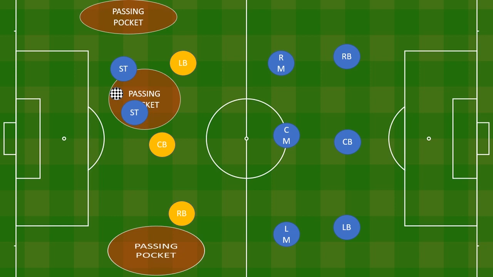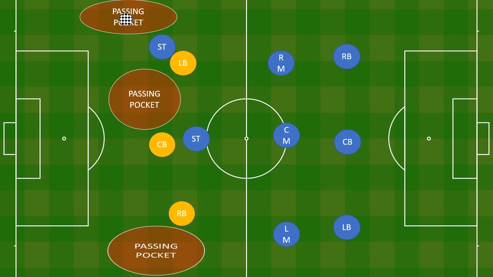Now for that far pocket on the right side, we can either come up towards the left back and see if we can get some separation, or we can pass to the right mid, who will have a nice straight line pass to the striker. The striker will then be able to cross the ball or maybe even come into the box.